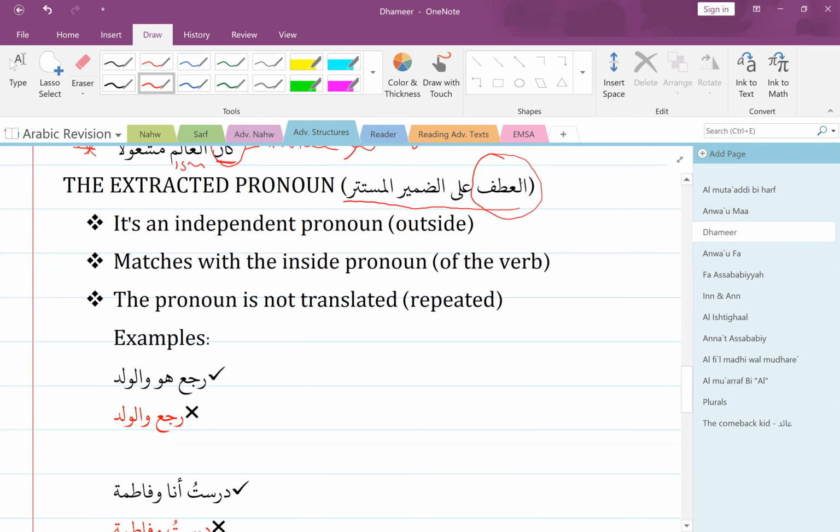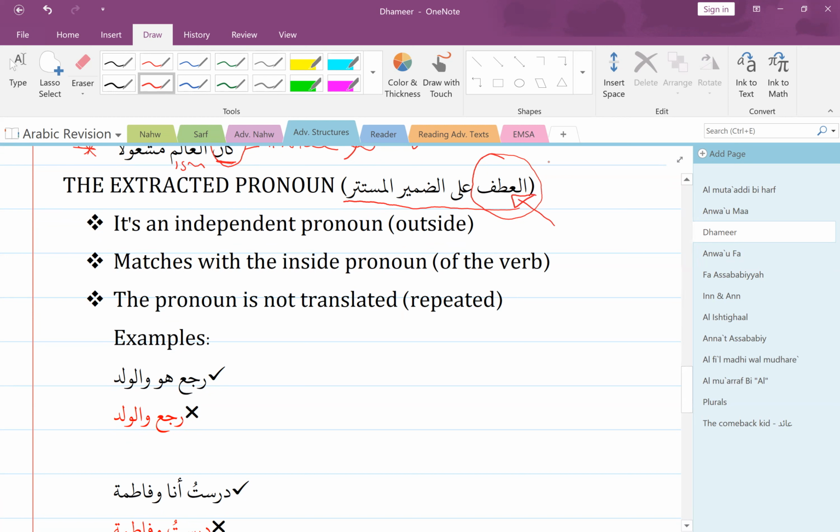Okay, so basically the extracted pronoun is an independent pronoun, which means it's an outside pronoun or a detached pronoun, like huwa, hiya, anta, antum, all of them. It's an independent pronoun that matches with the pronoun of the verb, and it is not translated or repeated. And of course it comes with connectors. This is the key thing: it has to be connecting. You're connecting one thing to the other.